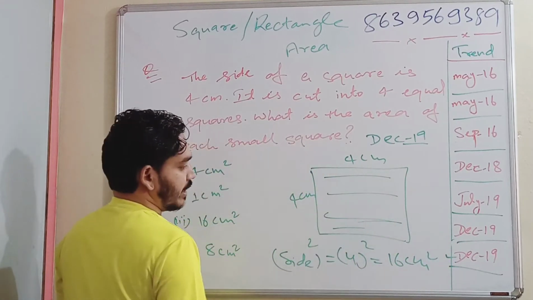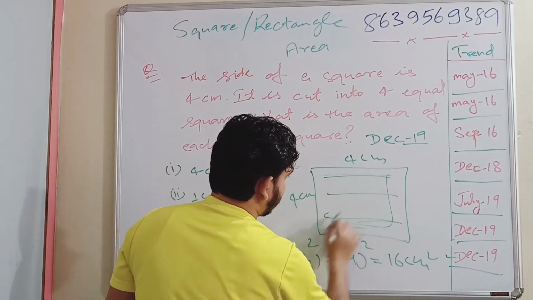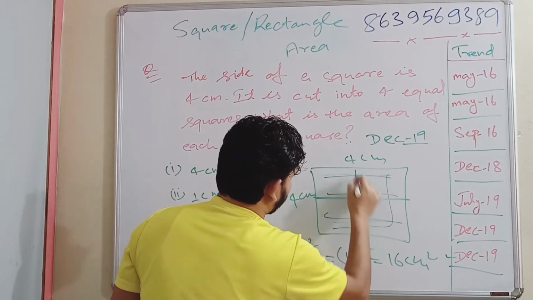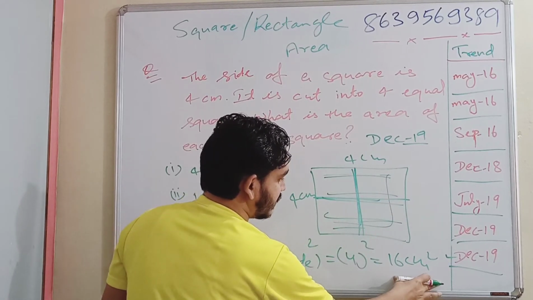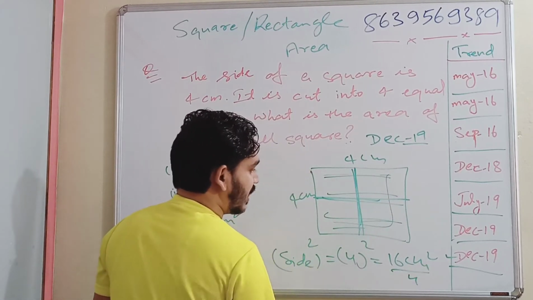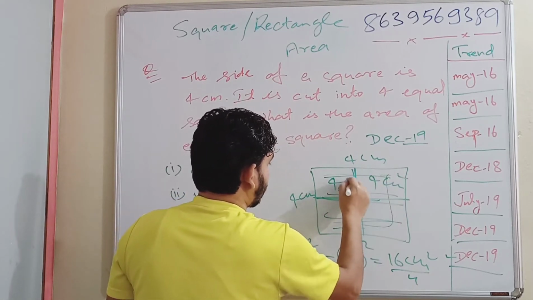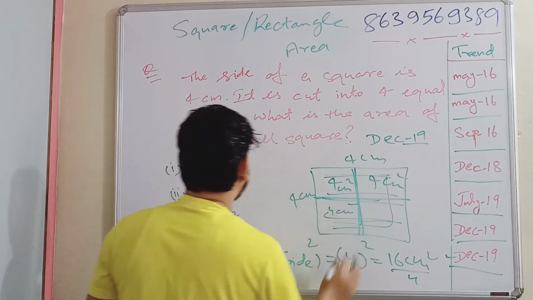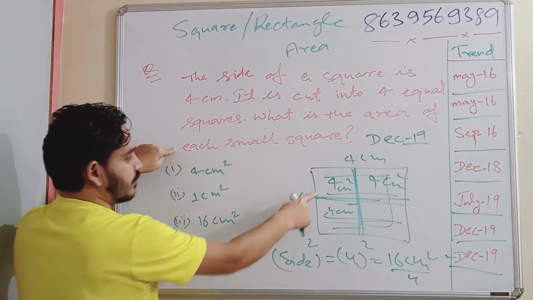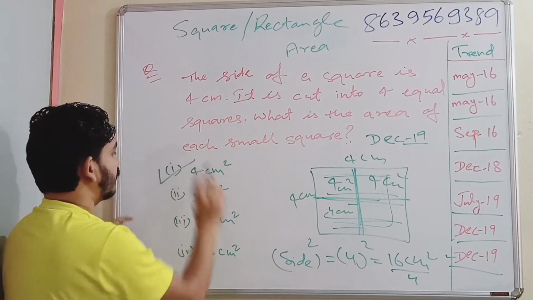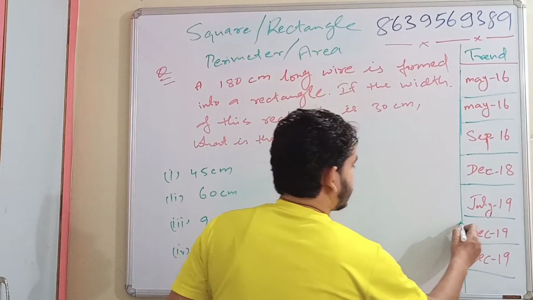This bigger square of area 16 centimeter square, the whole area is getting divided into 4 equal parts. Now dividing this 16 into 4 equal parts will give you 4 centimeter square for each. So that is what the question is asking. The area of each small square will be 4 centimeter square, option 1. So this is one question which has come in December 19.